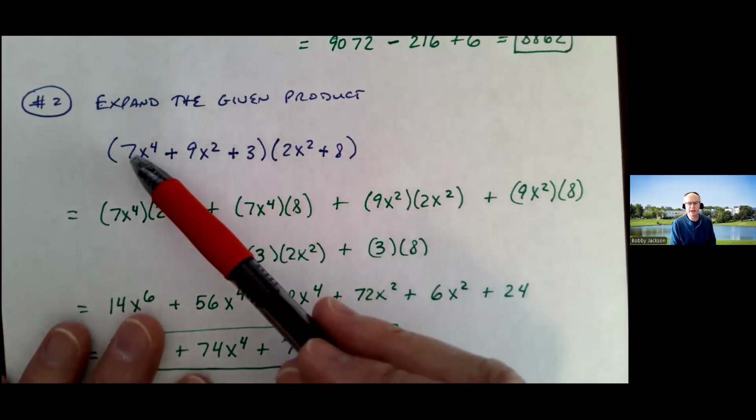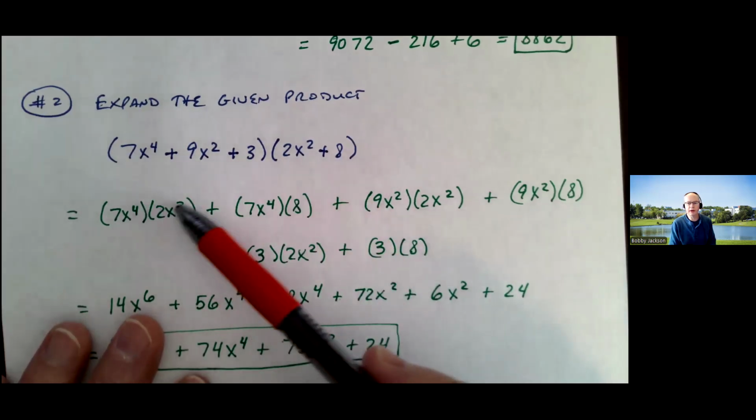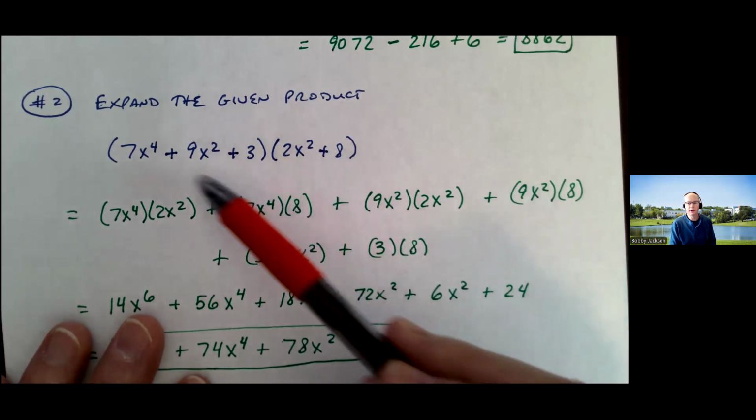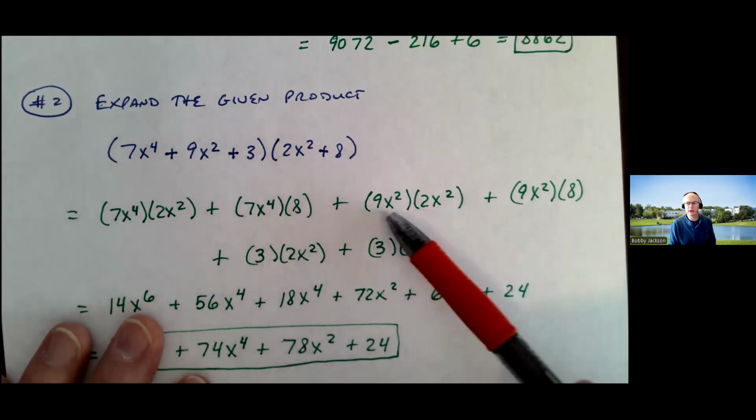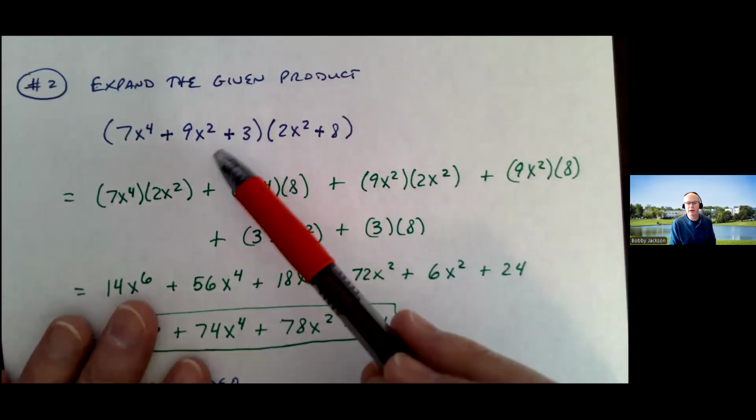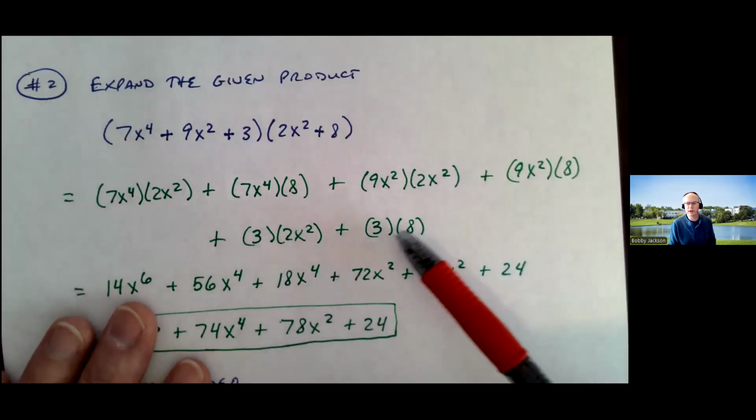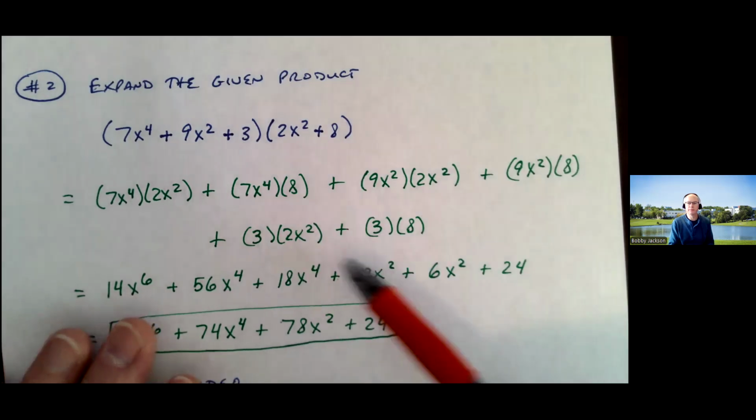So I'm going to multiply 7x to the fourth times 2x squared and then times 8. Then I'm going to multiply 9x squared times 2x squared and 8. And finally 3 times 2x squared and 3 times 8. So I've got 6 products.